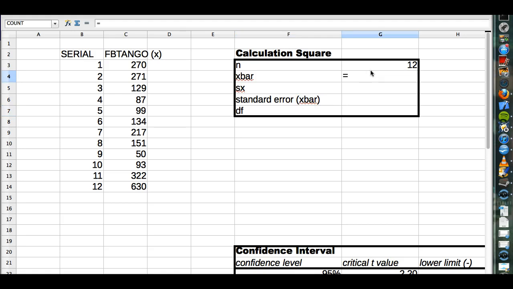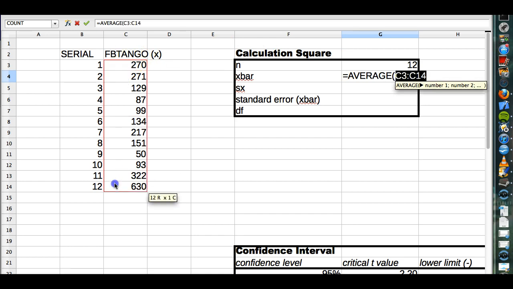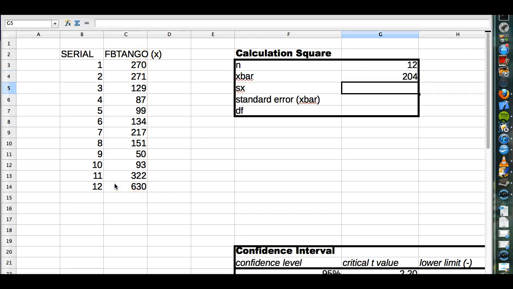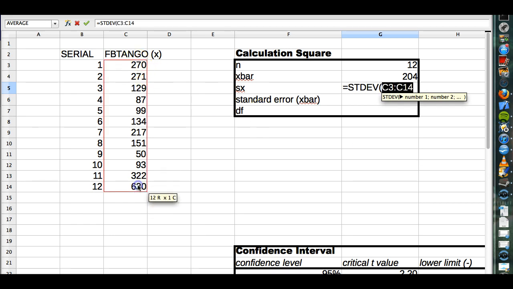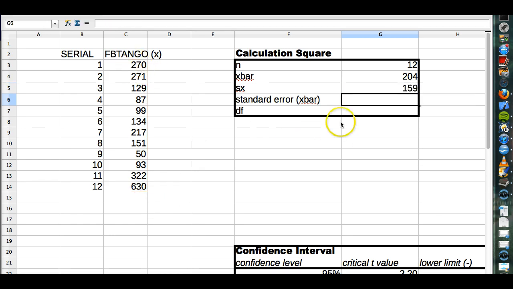For now, we're just going to begin by calculating the average. So I'll write equal to average. Select my data. And I find that in my data set, our tango dancers have on average 204 friends on Facebook. The standard deviation around this average, well, I select my data, I find it is 159 Facebook friends.